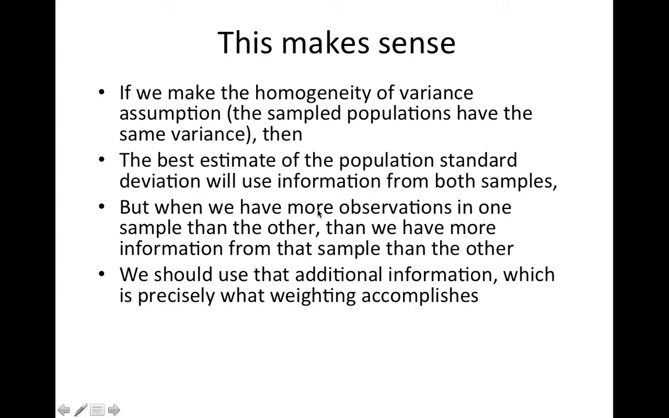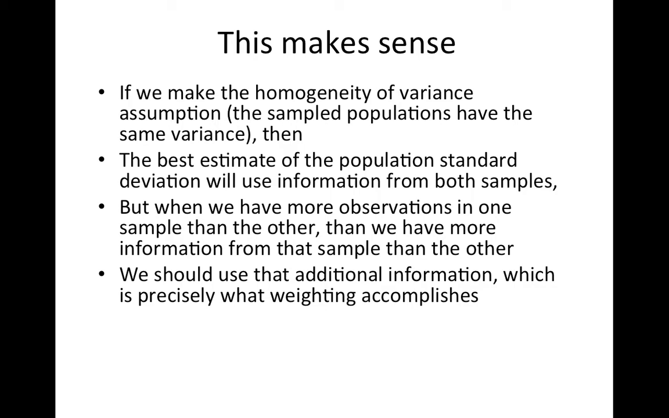Now this makes complete sense, or it should make complete sense, and that is, if we make the homogeneity of variance assumption that the sampled populations have the same variance, then the best estimate of the population standard deviation will use information from both samples. We want all the information that we have. We want to use every little bit of data that we have. That information is describing certain properties of the distribution, so we want to use it all.